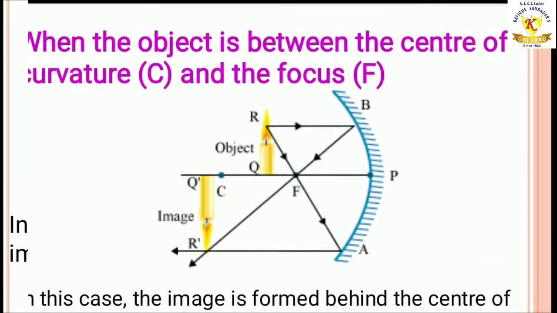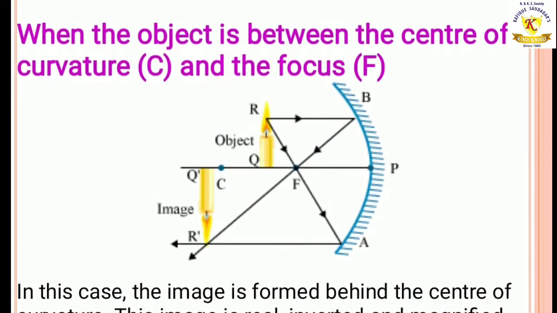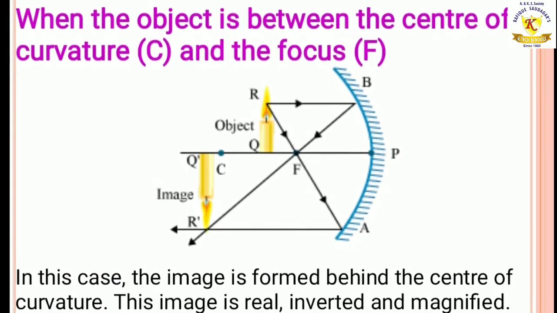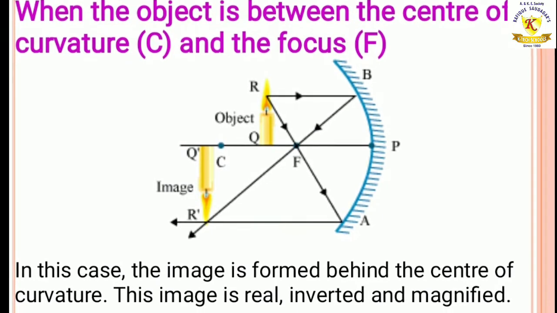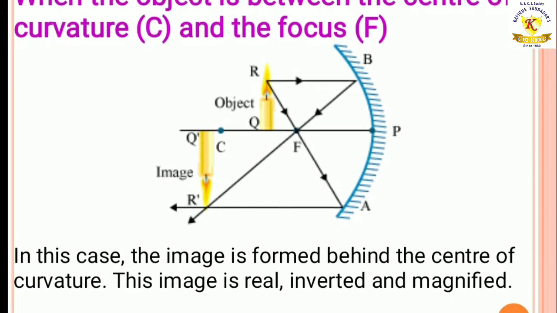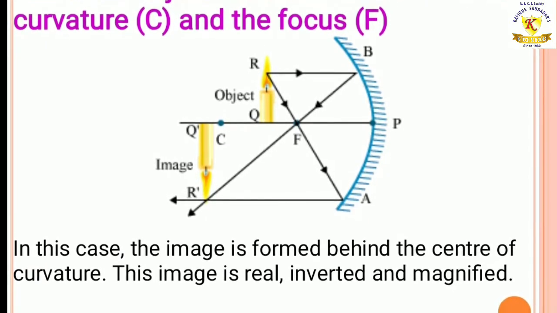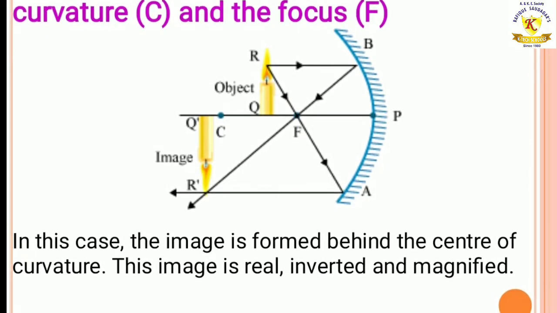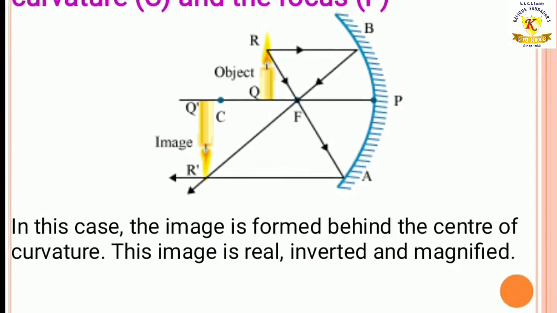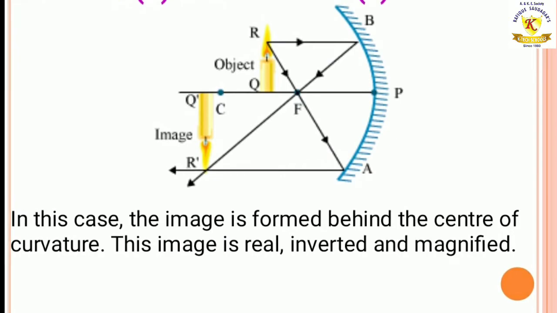The next case is when the object is between the center of curvature C and the focus F. Now look at the picture. In this case, the image is formed behind the center of curvature. So the image is real, inverted and magnified. You need to draw this diagram as well.